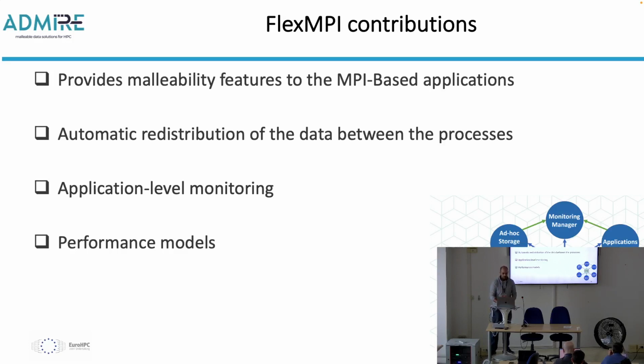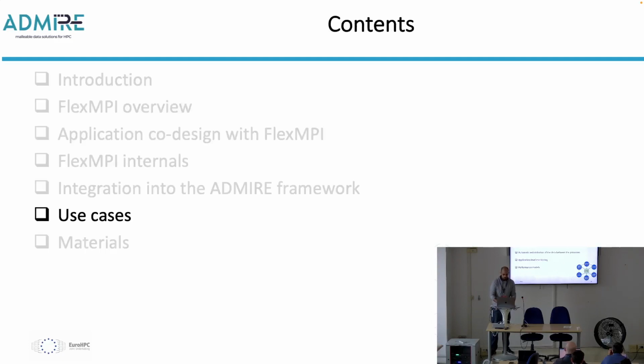We have several configurations. Now I'm going to describe briefly some benchmarks and real use cases that integrate FlexMPI. It's important to remember that the integration is more or less easy, but it also requires a redesign of the application to tell the new processes what they have to do. It's the hardest part of this integration.